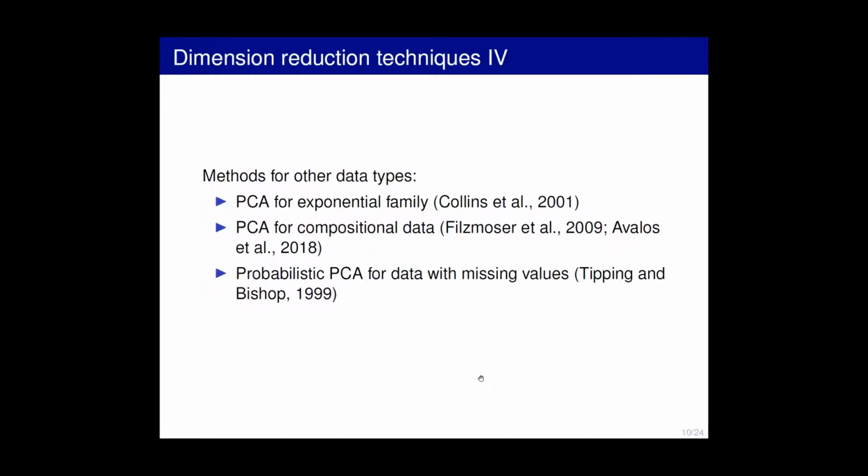There are also PCA dimension reduction methods for other data types. For example, PCA for exponential family data. We know that the exponential family contains other data types, right? Including the Gaussian distribution for continuous data, the binomial distribution for binary data, and the Poisson distribution for count data. So PCA for the exponential family can also deal with not just normal data. The idea is they use some Bregman divergence to calculate the distance between the lower representation and the original data.